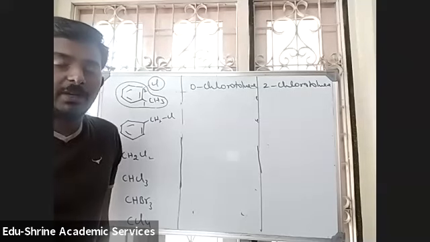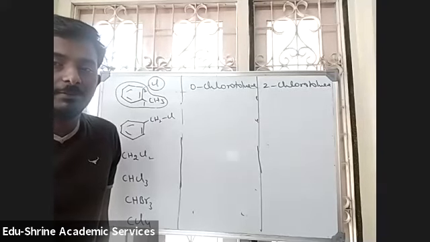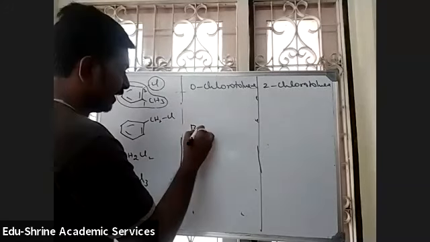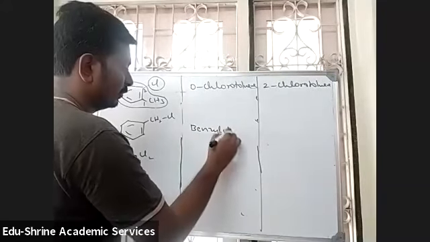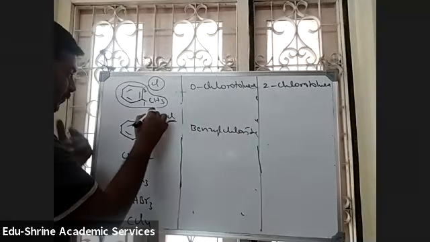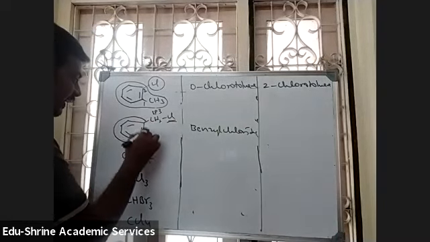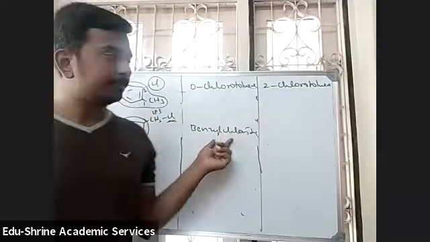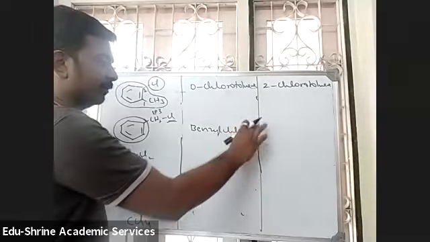Alkyl or aryl or benzyl or vinyl or allyl? Benzyl. So it is benzyl chloride. It is benzyl chloride because the halogen is attached to an sp3 carbon atom which is directly attached to the benzene ring. So the name of this will be benzyl chloride. Okay. Tell me the IUPAC name of this one.